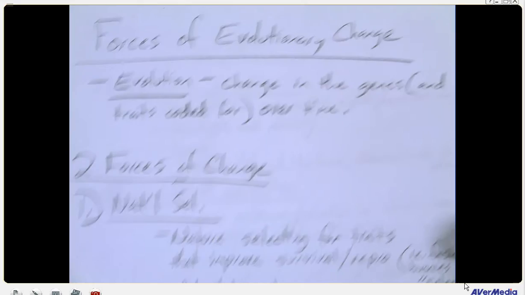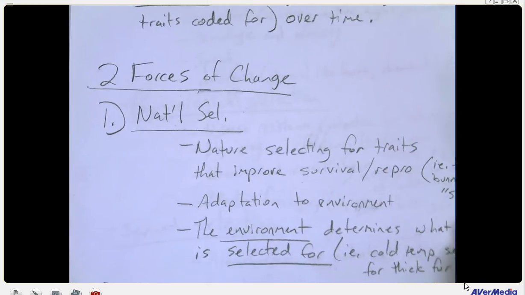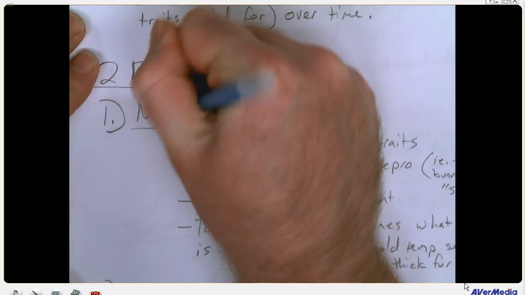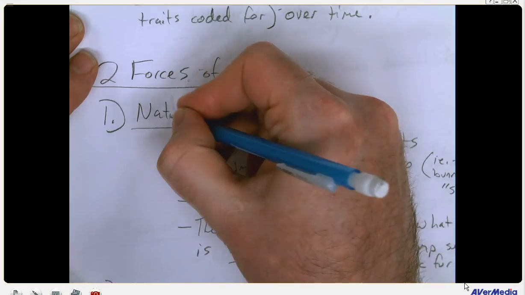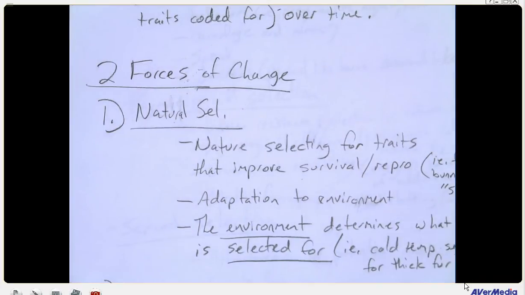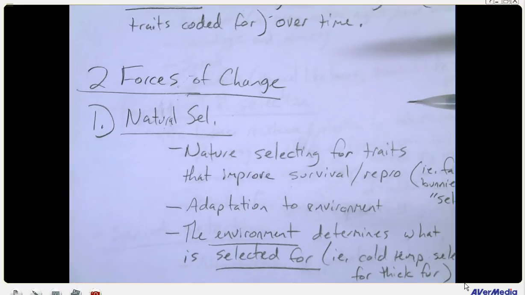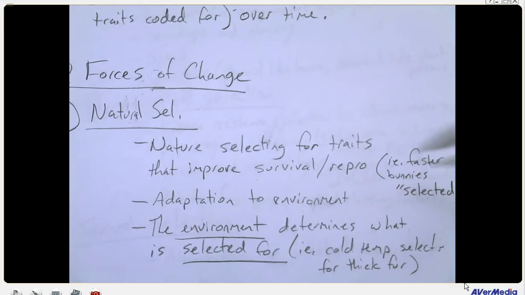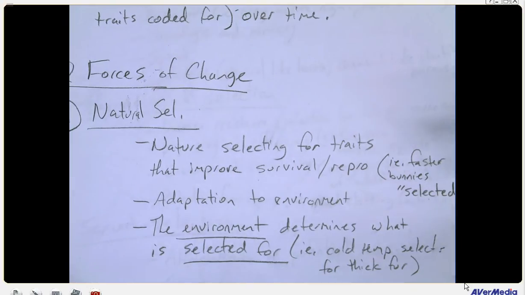The two forces of change are natural selection. Here I abbreviated natural, not to be confused with the abbreviation for national. If you want to abbreviate it, you can. If you don't, you don't have to. In natural selection, we have nature selecting for traits that improve survival or reproduction. An easy example, faster bunnies are selected because slower bunnies tend to get eaten more often. We're talking adaptations to the environment or things that provide survival traits or reproduction traits becoming more common over time.